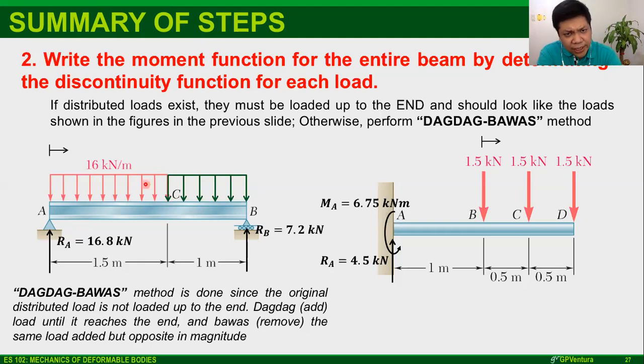But this is actually not the same as the original load. Meaning, kung anong idinagdag ko hanggang sa pinakadulo, siya rin dapat yung ibabawas natin. So that's what we call the dagdag bawas method. I added this portion for it to be loaded up to the end, but I also need to bawas or subtract the same magnitude but opposite direction in order for me to return to my original load. Is that clear? Of course, in this second example, no need to perform dagdag bawas because I don't have any distributed loads.